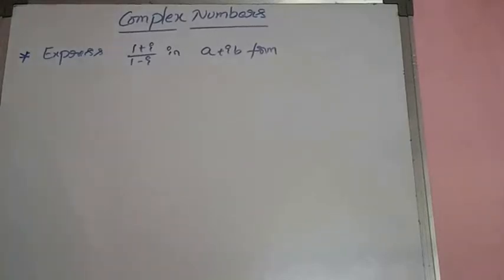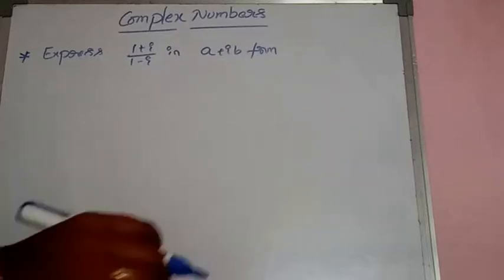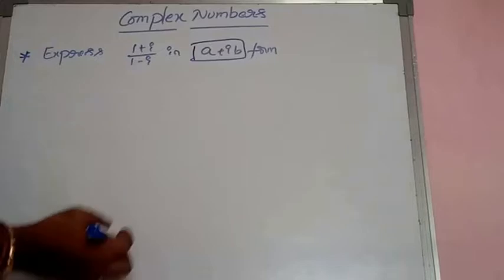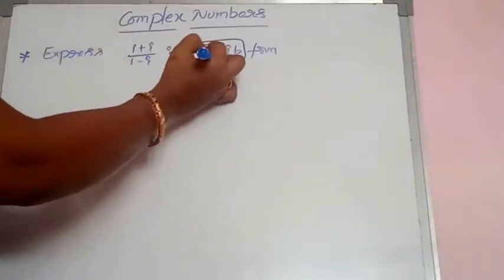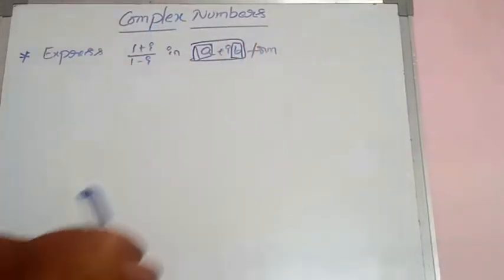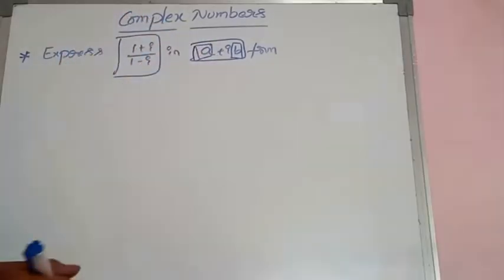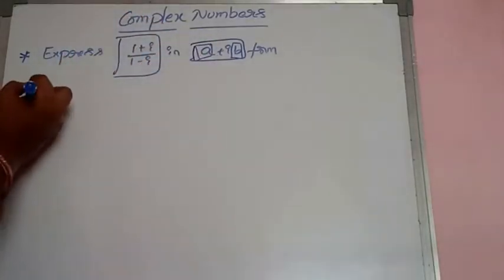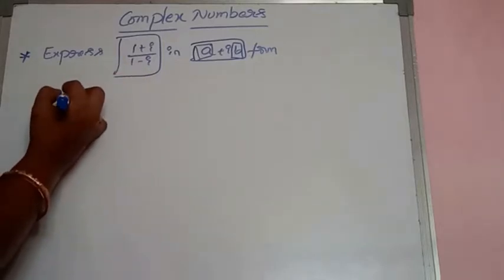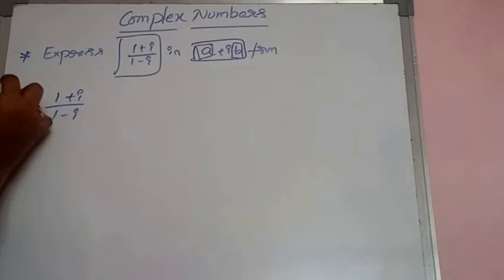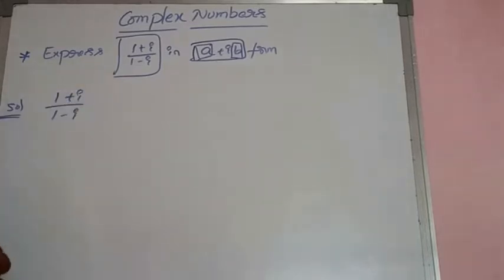Problems on complex numbers. So the first problem is to express (1 + i) / (1 - i) in a + ib form. We already know that a complex number is of the form a + ib, where a is the real part and b is the imaginary part. So we have to express this value in a + ib form. Consider the given expression, (1 + i) / (1 - i), which we have to convert to a + ib form.